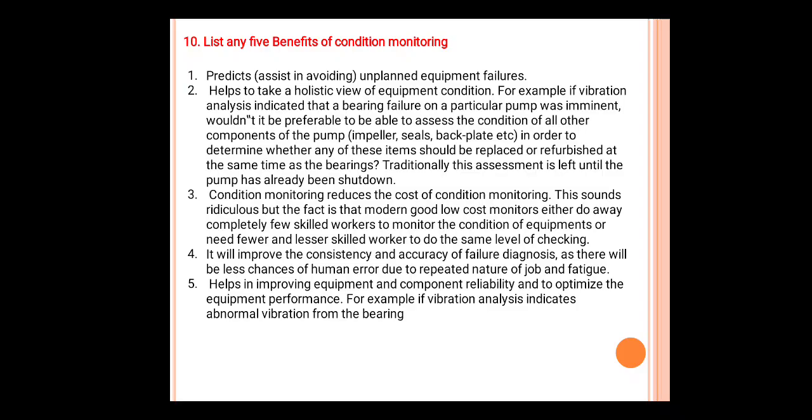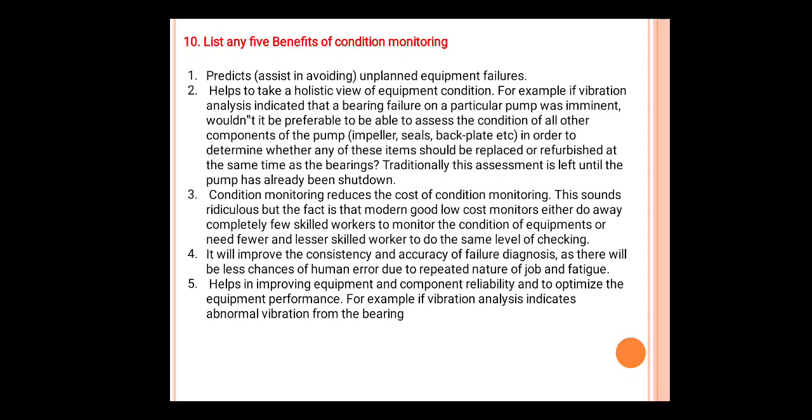For example, if vibration analysis indicated that a bearing failure on a particular pump was imminent, would it not be preferable to be able to assess the condition of all other components of the pump in order to determine whether any of these items should be replaced or refurbished at the same time as the bearings? Traditionally, this assessment is left until the pump has already been shut down.